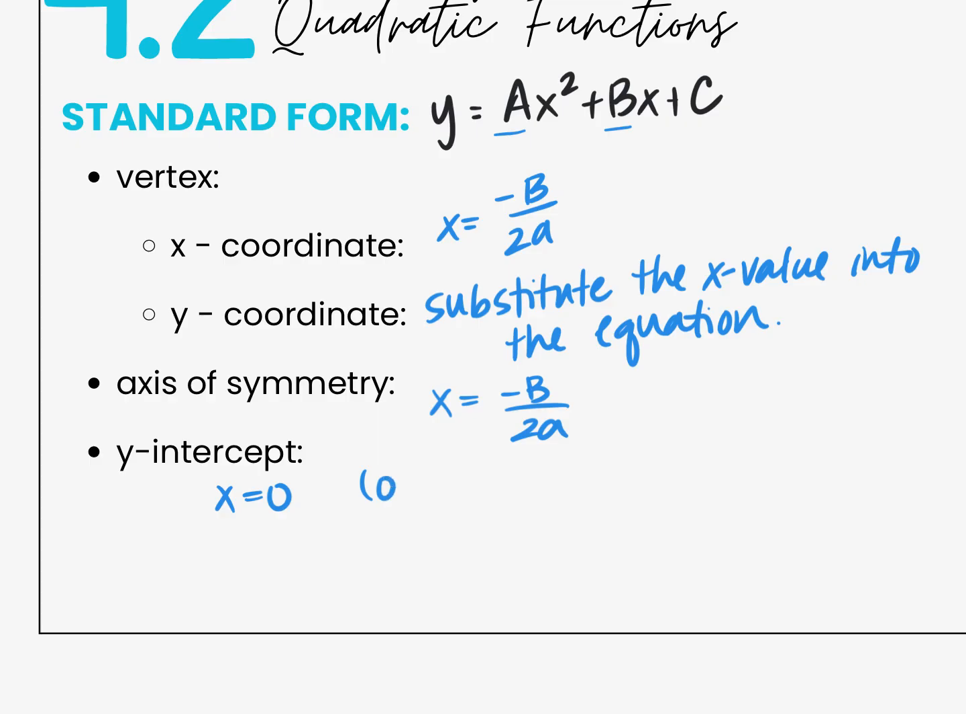And then the y-intercept is when x equals 0. So it's going to be 0, comma, a number. Well, if I plug in 0 for x into the standard form, what's left is just c. Okay, so it's that c value when it's in standard form. If you forget that, you can always just plug in 0 for x and evaluate, and that's going to get you the y-intercept every time.